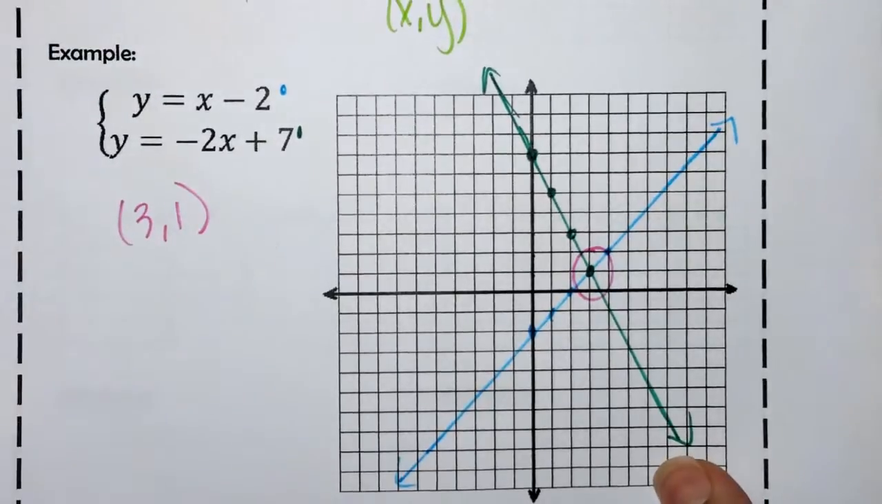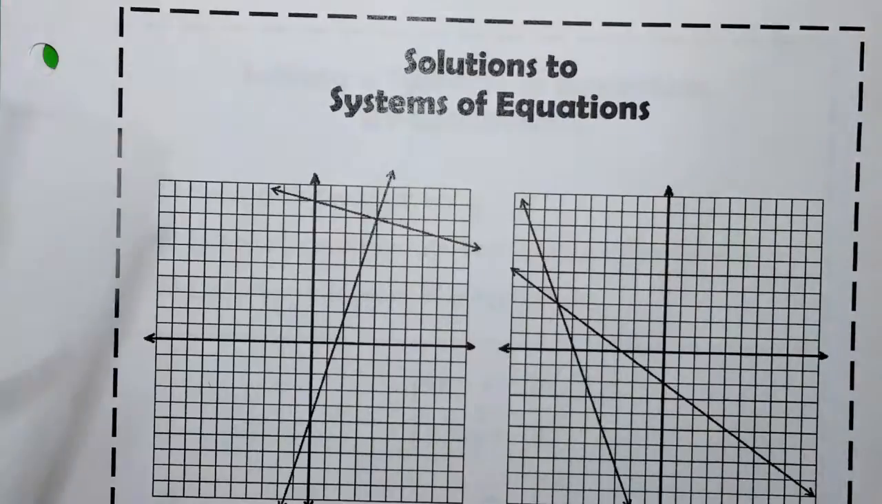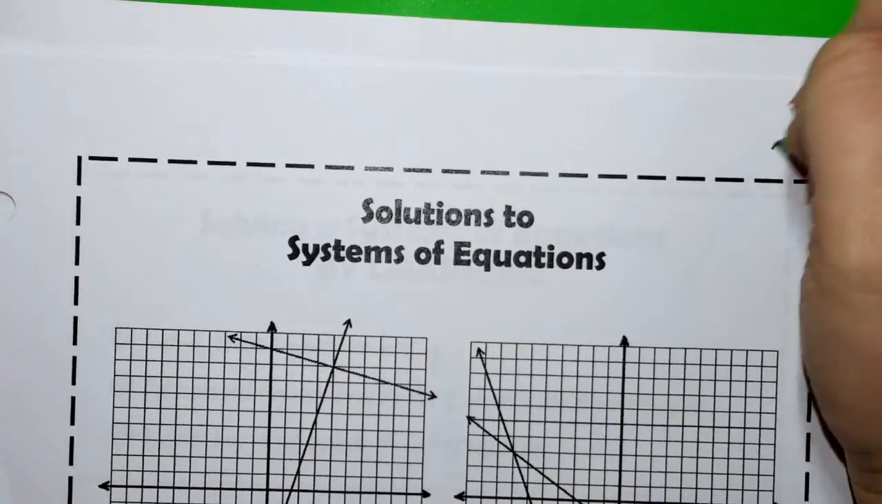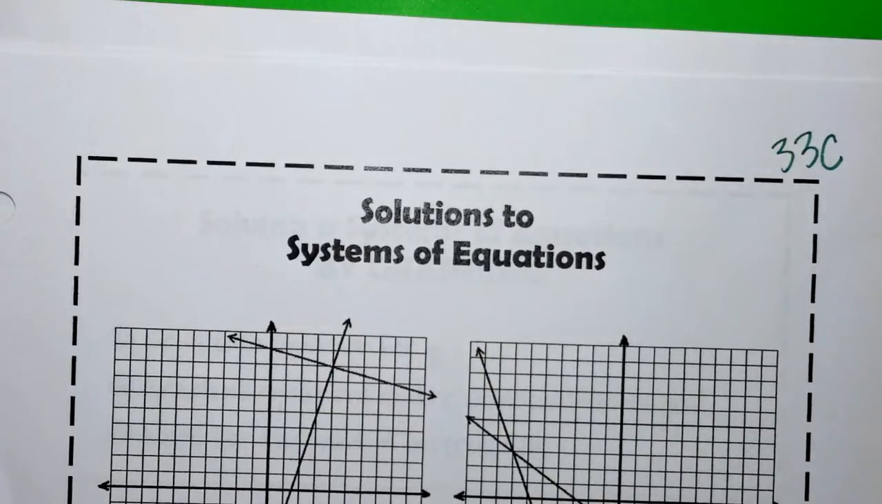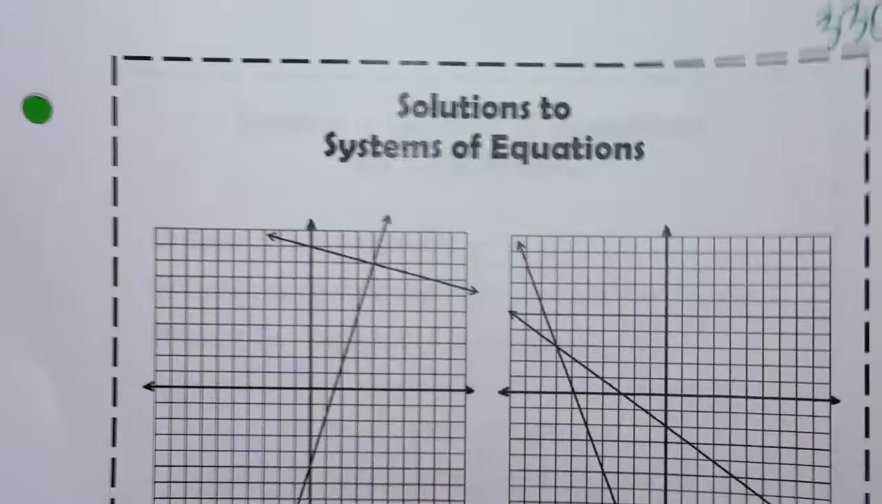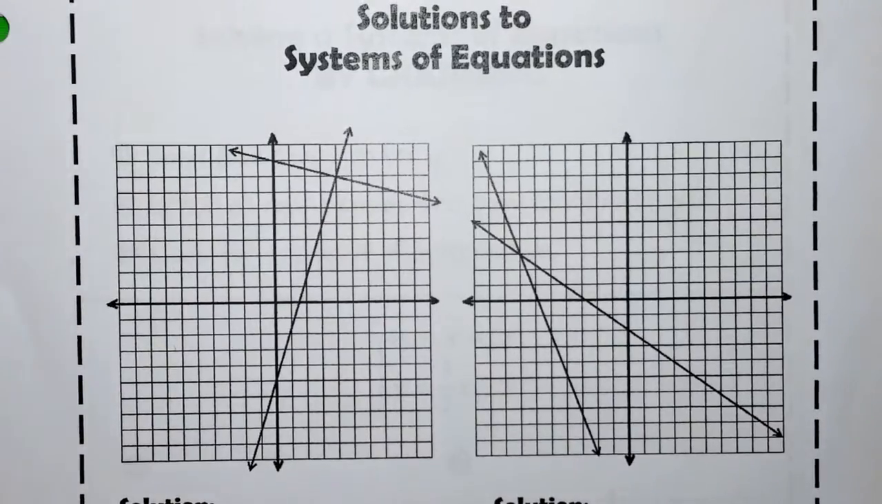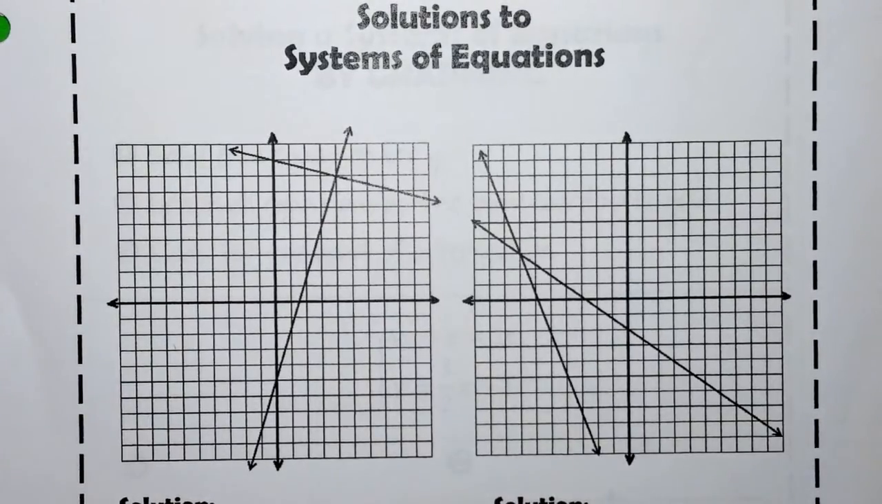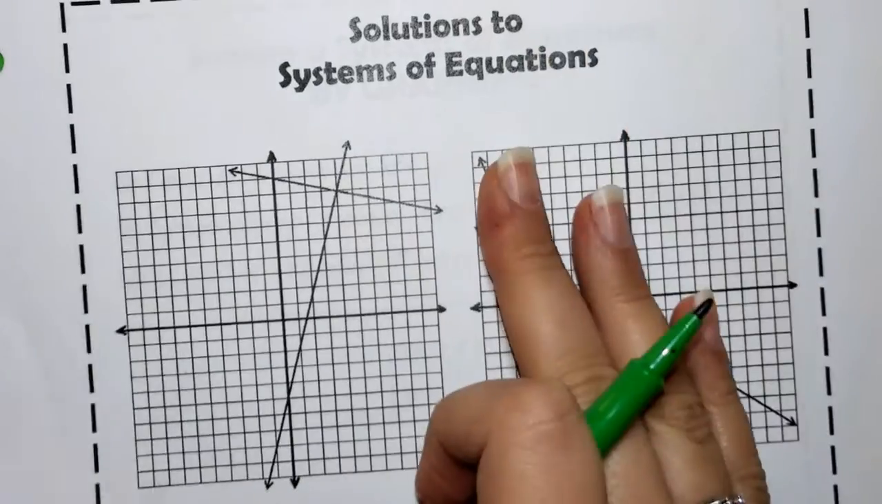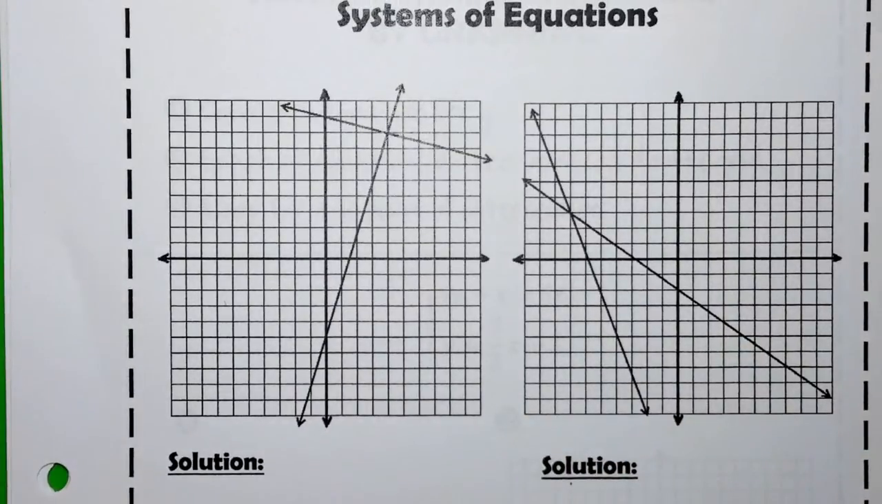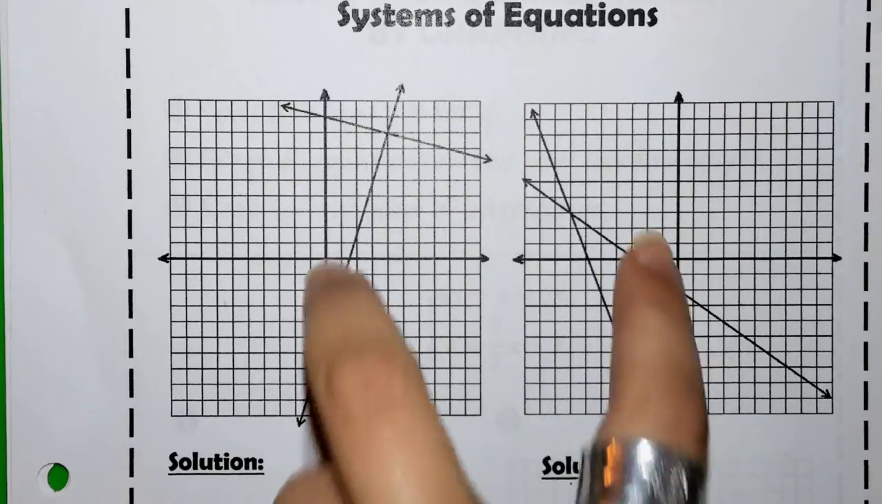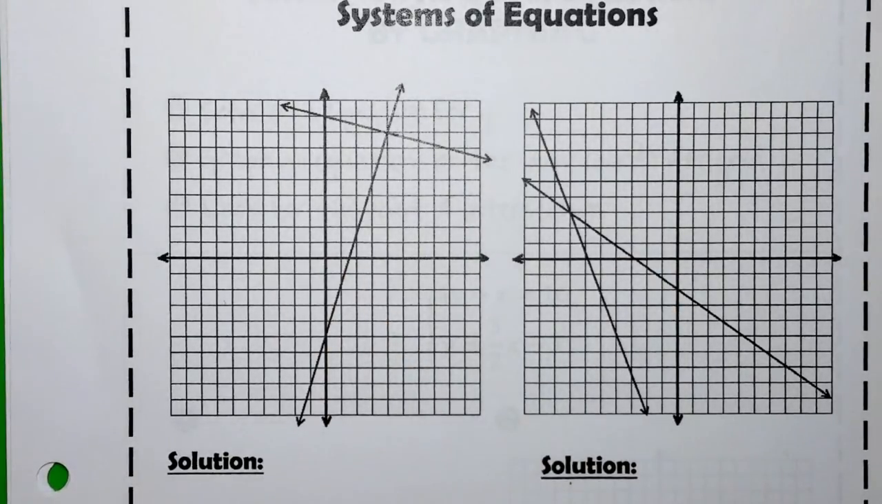Alright, let's go to the next page. Are we ready? 33C. This is still part of 33, so it's 33C. Now, our first learning target said that we were going to identify the solutions. So, that's what you're going to do here. This is executing learning target 1. Find the solutions. Go. Do the 2 graphs, and then we're going to talk about the tables.